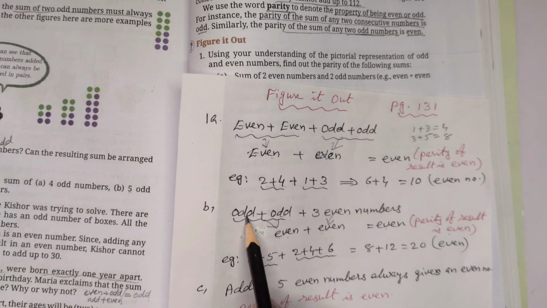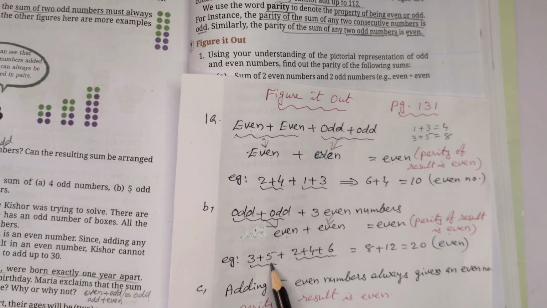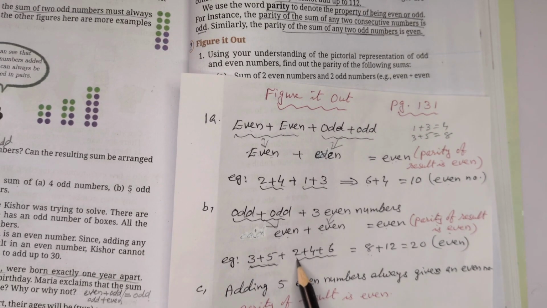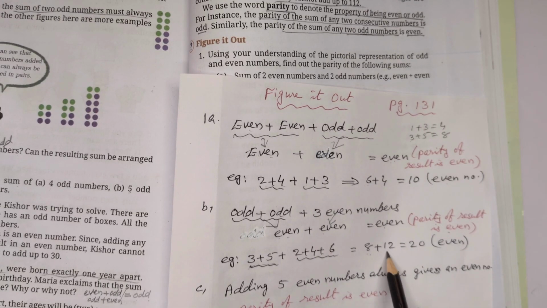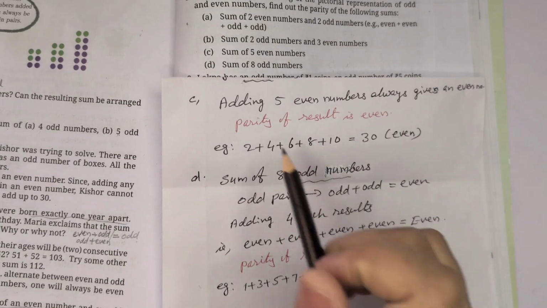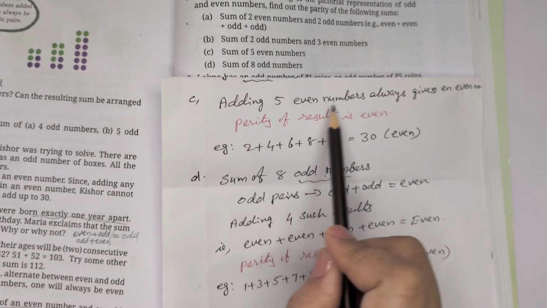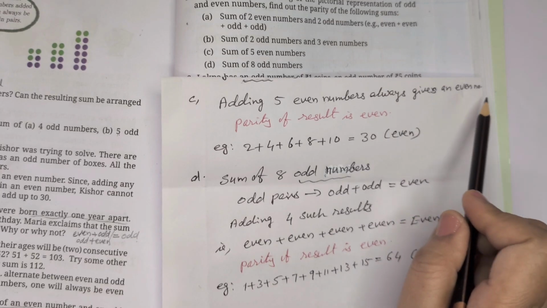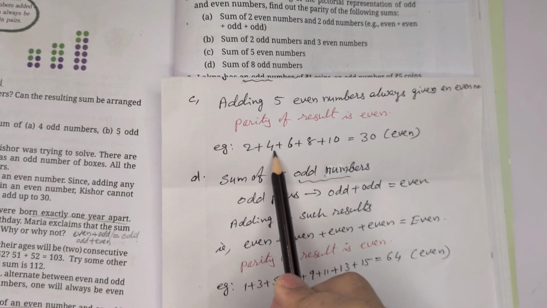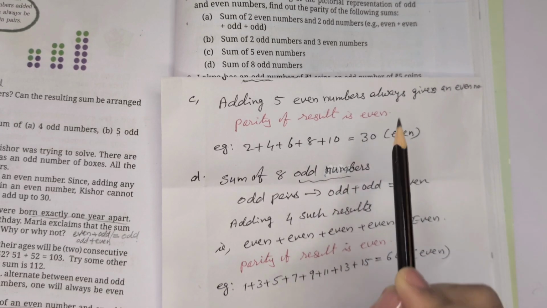Two odd numbers, 3 and 5. Three even numbers. 3 plus 5 is 8. When we add two odd numbers, we will get even. 2 plus 4 plus 6, that is also even. So the answer is even. Next, sum of 5 even numbers. Adding 5 even numbers always gives an even number. The parity of the result is even. Any 5 even numbers, we will get an even number only.